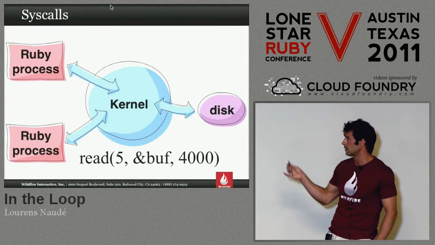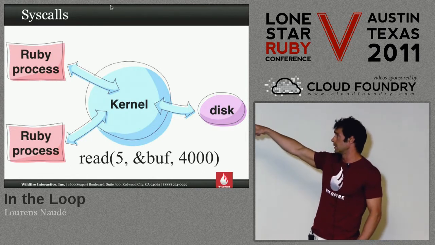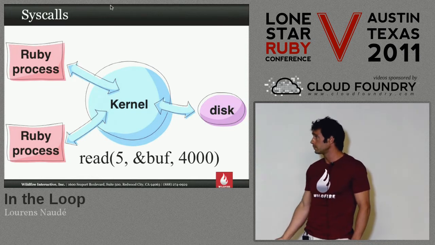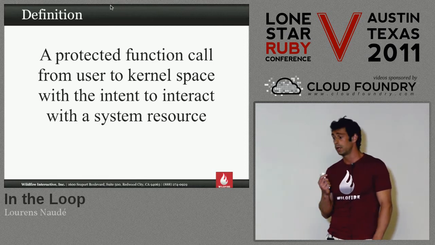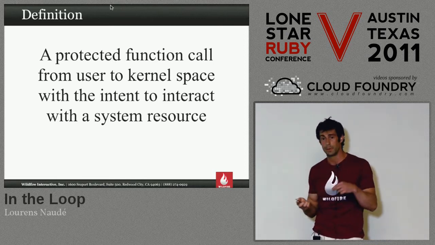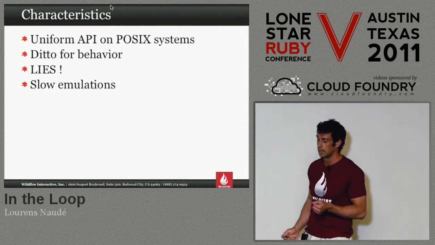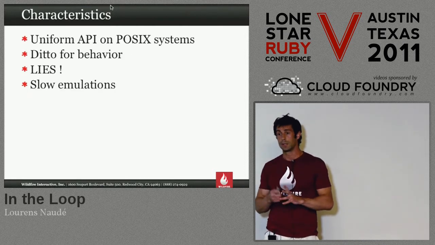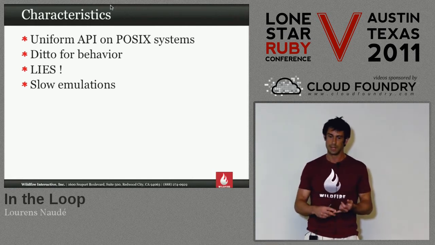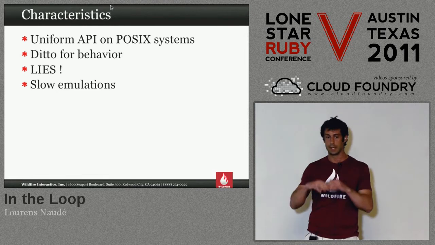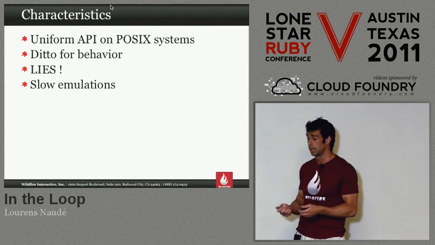Probably a better way to explain this is to look at the diagram, where we have two Ruby processes trying to read from disk through the kernel. The best definition I can come up with for a system call is a protected function call from user to kernel space with the intent to interact with a system resource. An important characteristic is that it's a uniform API across many different systems: modern Unix systems, Linux, BSD, etc. That same function prototype is cross-platform.